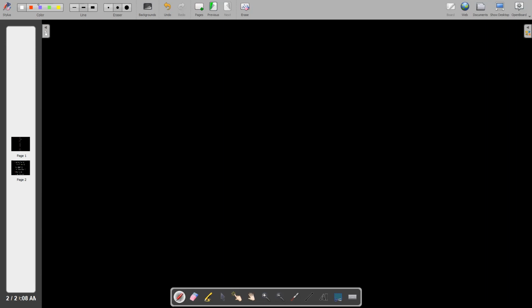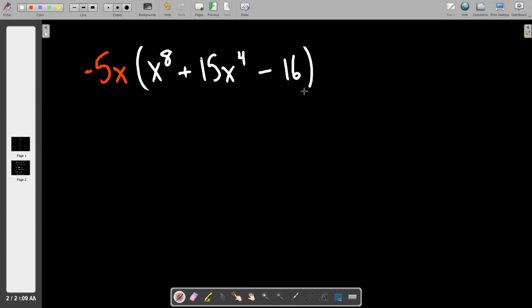I'm going to pull out a GCF, which of course, again, is going to be a negative. And I can also see that they're all divisible by 5. And I can also see that they all have at least one x in them. So I'm going to pull that out. And that's going to leave a positive x to the 8th. Change the sign, so positive 15x to the 4th. And then I change the sign, 80 divided by 5 is 16.